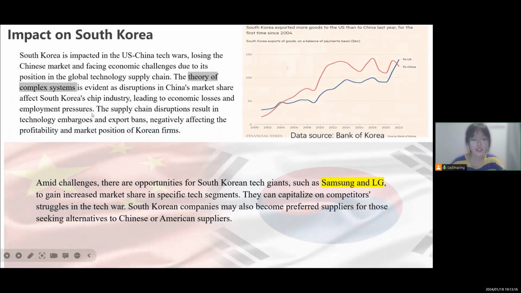Okay, the next one is South Korea. You may think that the US-China tech war would not impact South Korea. It's because, in the US-China tech war, South Korea is losing the Chinese market and facing economic challenges due to its position in the global technology supply chain.